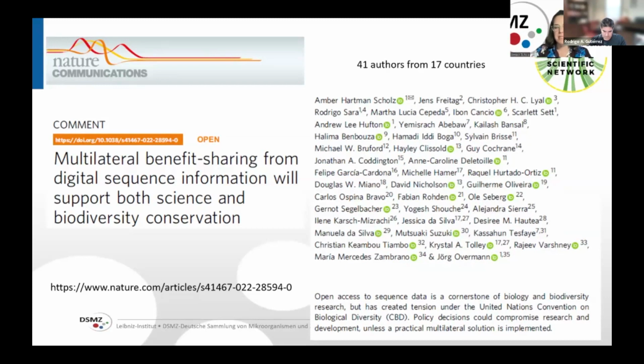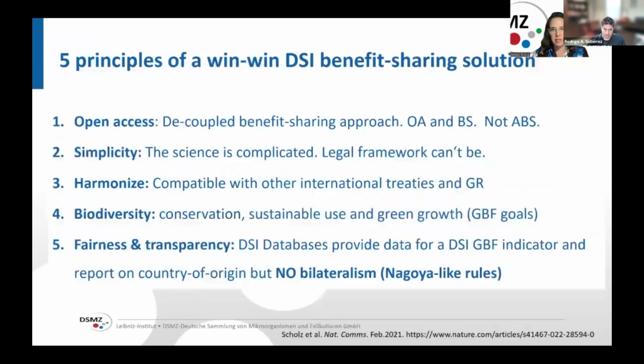And co-authors and I put together this Nature Communications paper, coming up on 2 years ago now, to say if you're going to do benefit sharing from open data, it has to be multilateral and not bilateral, meaning individual countries making individual rules about what benefit sharing should look like will never work in a big data open access world. Instead, we said multilateral benefit sharing in order to support science and conservation.